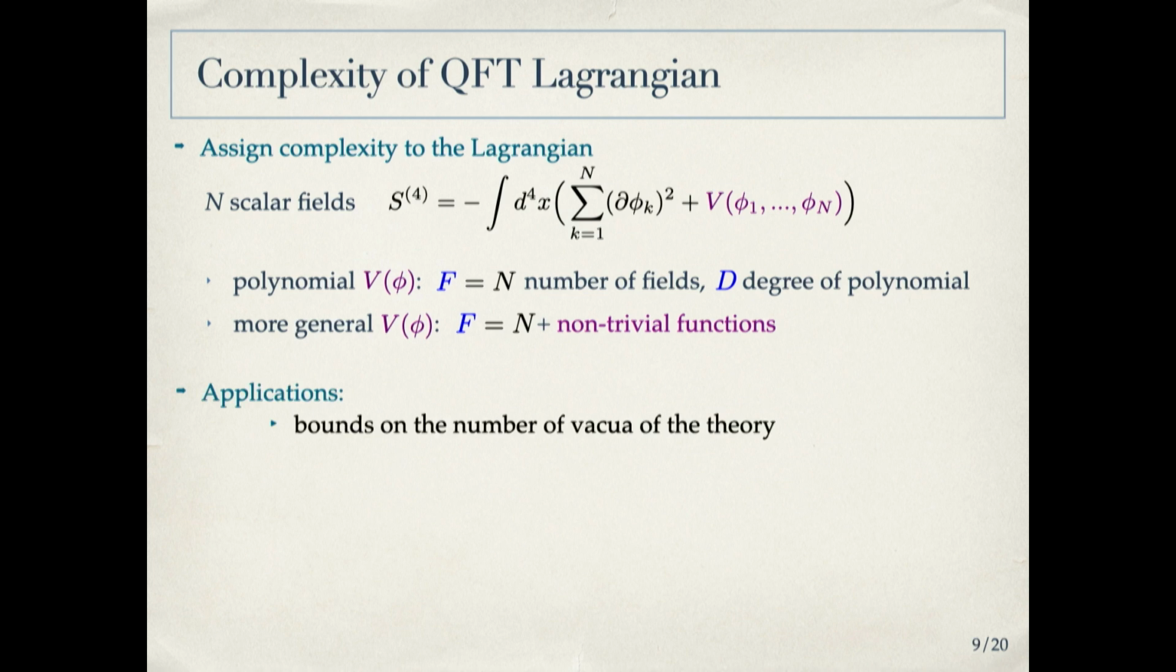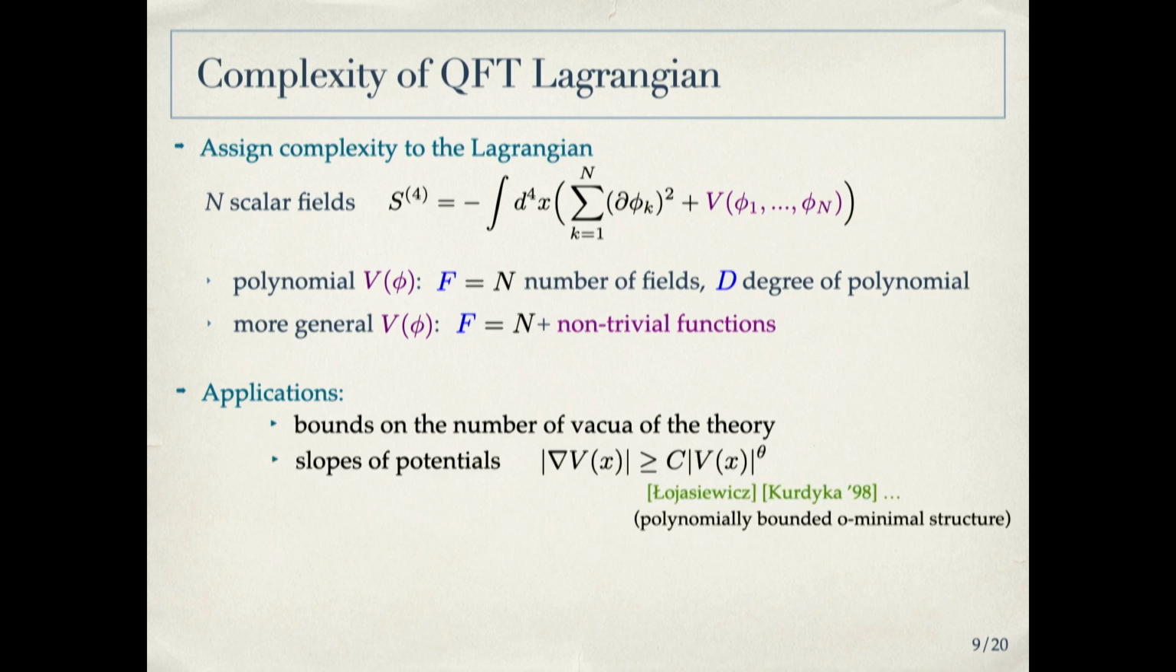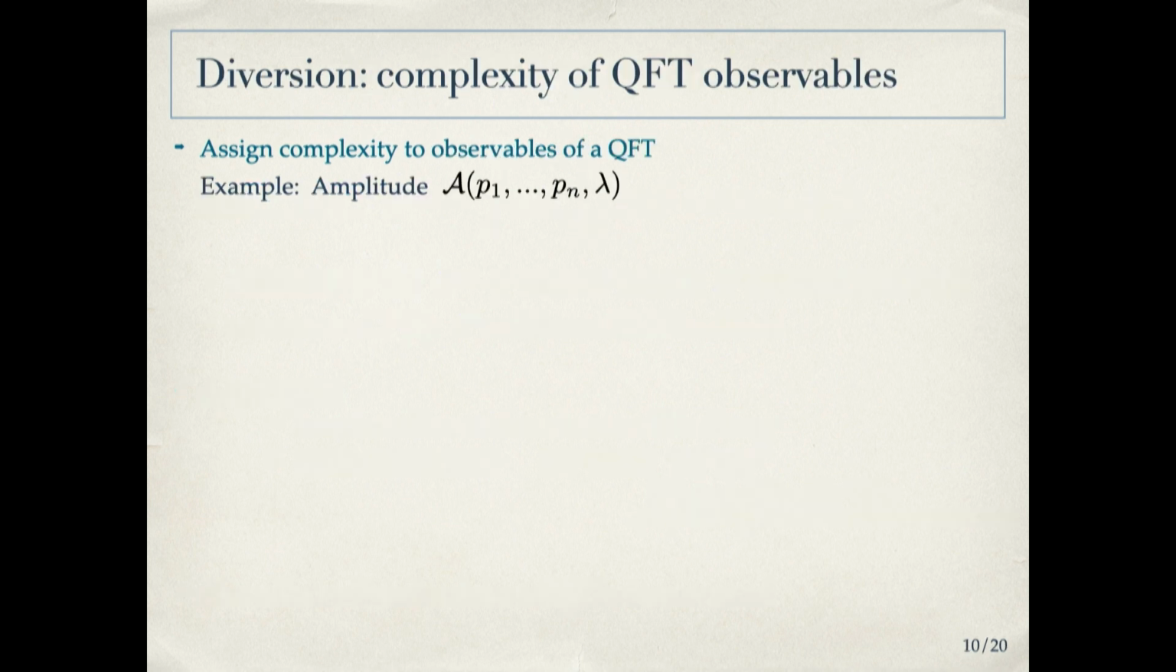Again, what is the application? We can now find bounds on the number of vacua of the theory, or we can even constrain the slopes of the potentials. This generalizes to much broader classes of QFTs, and of course there are many questions to be asked about this, but I want to stay in the context of these potentials.